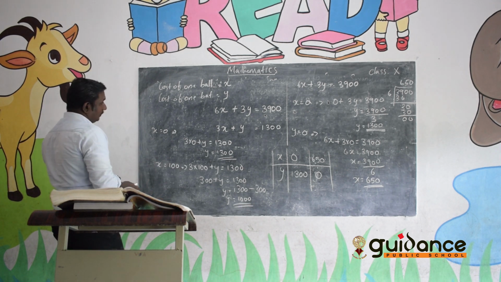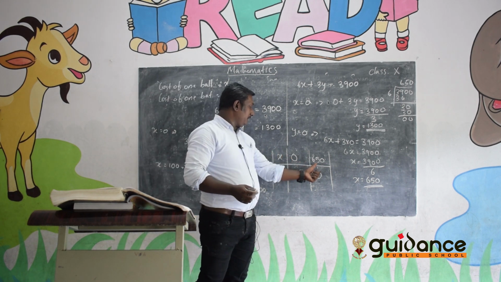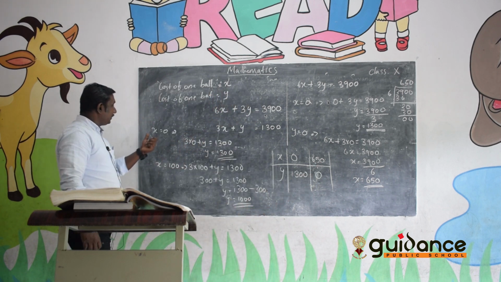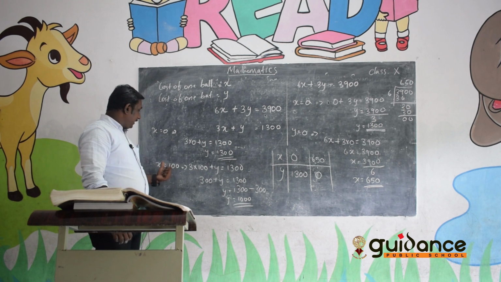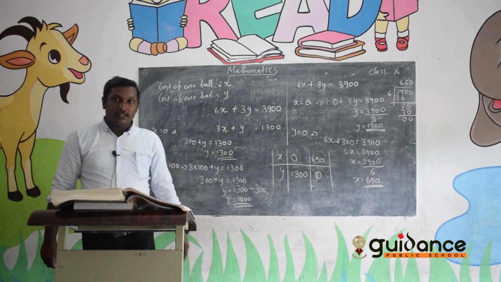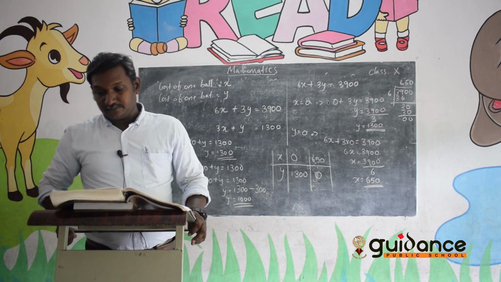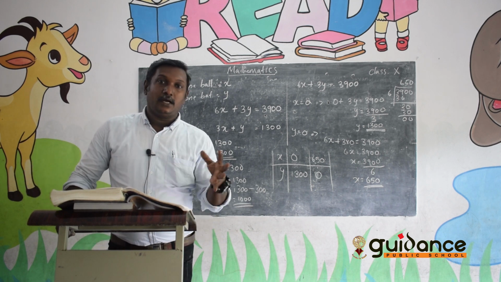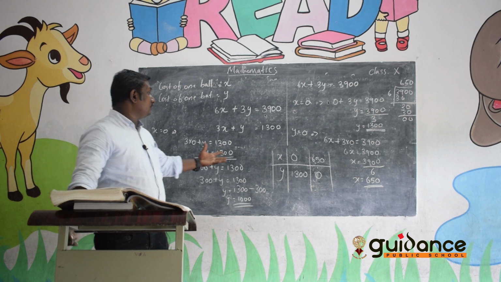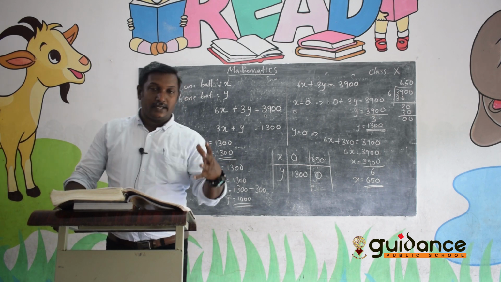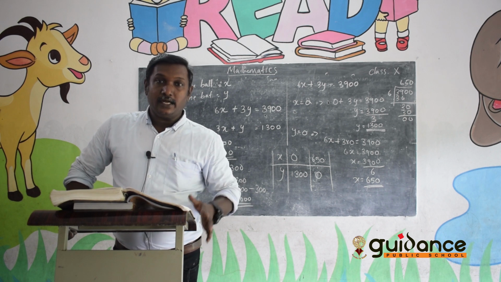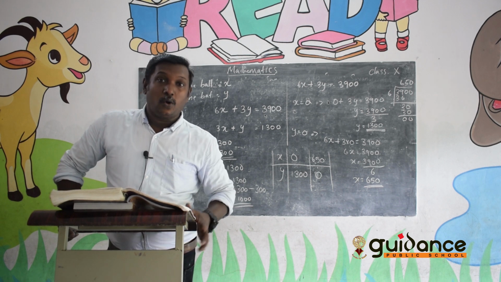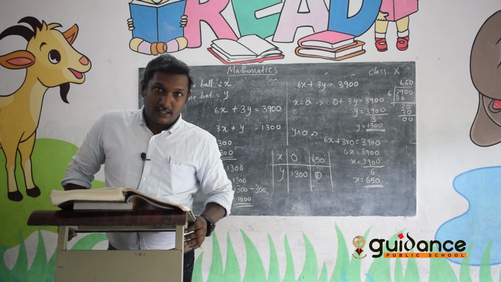So what are the values we got? In the first case, x equal to 0 and y equal to 1300, and x equal to 650 and y equal to 0. In the second case, x equal to 0, y equal to 1300, and x equal to 100, y equal to 1000. Got it? So this way we can find the solutions of the given equations. After getting these values, we draw a graph in a Cartesian plane, and at that time we will see whether the lines are intersecting, coincident or parallel. Okay, understand?